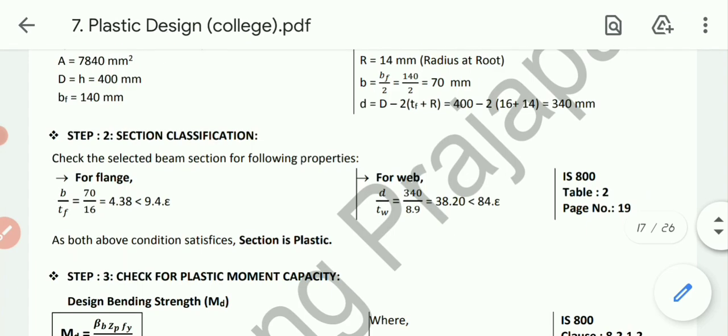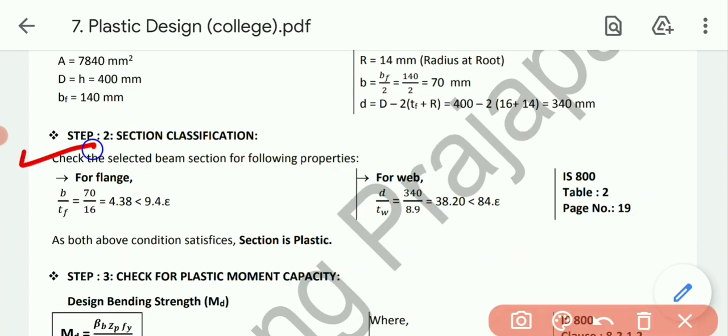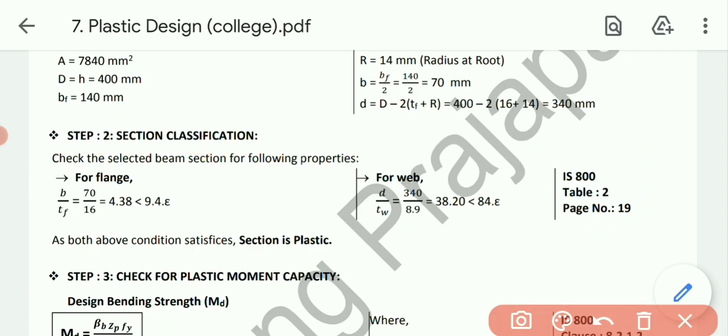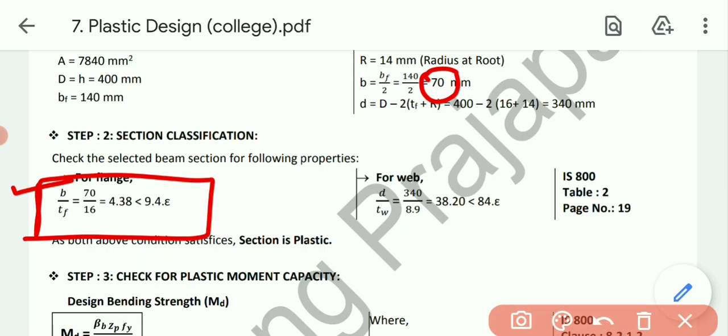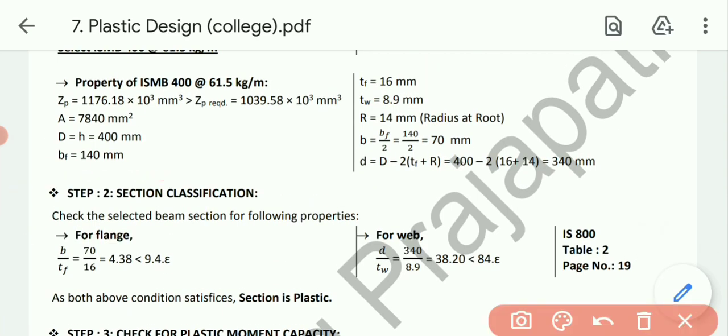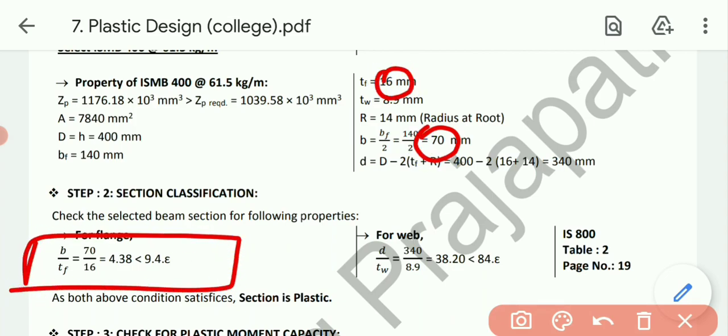See, step number 2, section classification as per table number 2, page number 19. For the flange, as we have seen in the code, b by tf, where b is 70 and tf is 16. So 70 divided by 16, the answer is 4.38, which is well below the 9.4 epsilon. So our flange criterion for plastic has been satisfied.